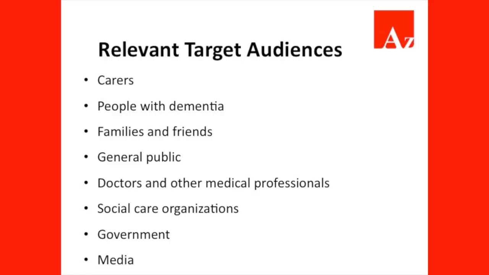So starting with identifying target audiences, there is a list of the possible target audiences that dementia associations can approach. Obviously, the people with dementia, the carers, families, friends, the general public, media, the government, other social care organizations, healthcare professionals, and any other person or group that you think might be helpful in your efforts.